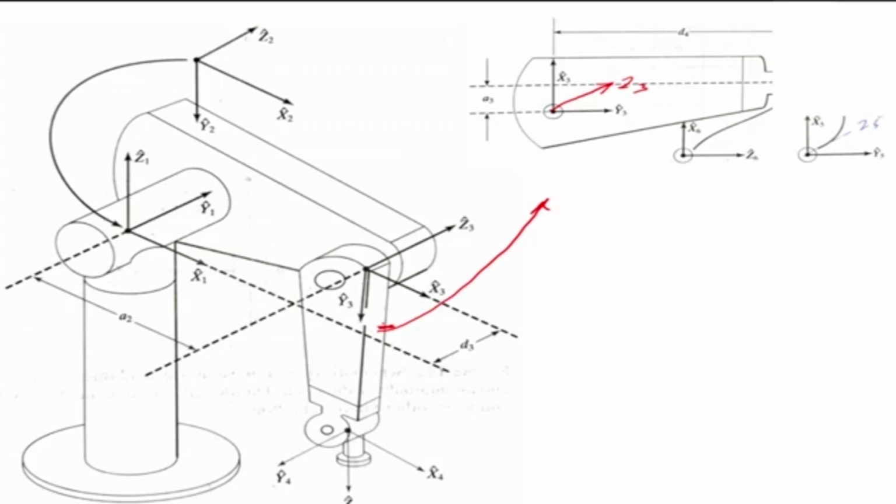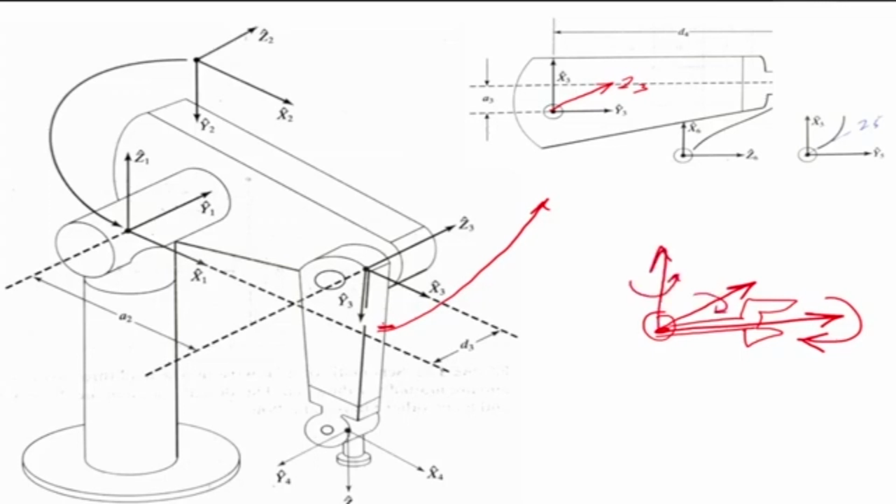So let us look at it this way. This is, let's say, my end effector, and this is my roll axis, which is rotating like this. That is my pitch axis, which is rotating like this, and this is my yaw axis, which is rotating like that. So these are three orthogonal axes which are intersecting at a point. Now this is the roll, this is pitch, and this is yaw.